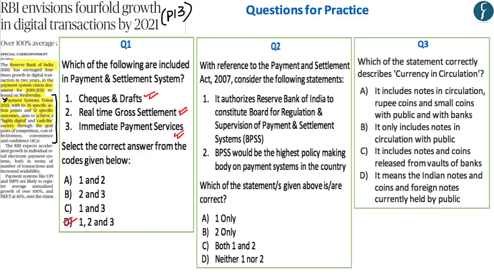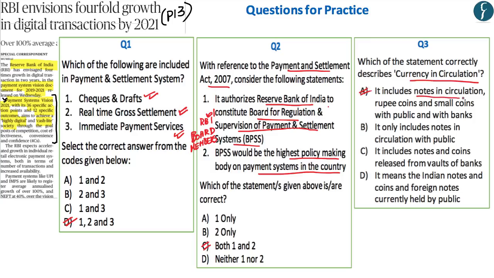Now with regards to question number 2, the correct answer is C, both 1 and 2, whereby the Payment and Settlement Act of 2007 authorizes the Reserve Bank of India to constitute a committee from its own central board known as the Board for Regulation and Supervision of Payment and Settlement Systems. And this Board would be the highest policy making body on payment systems within India.